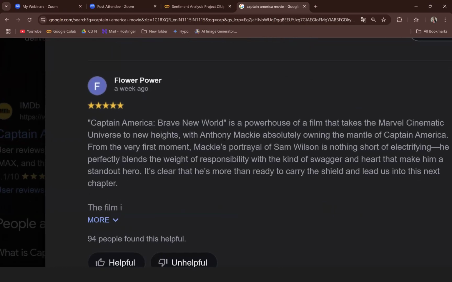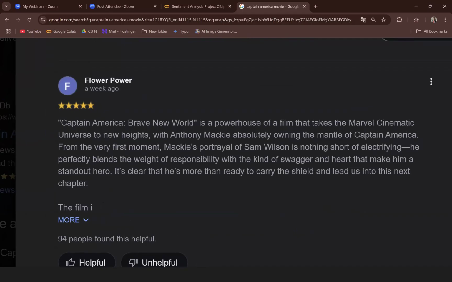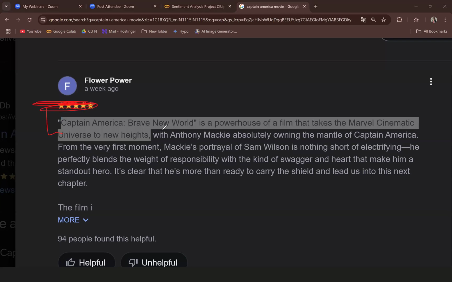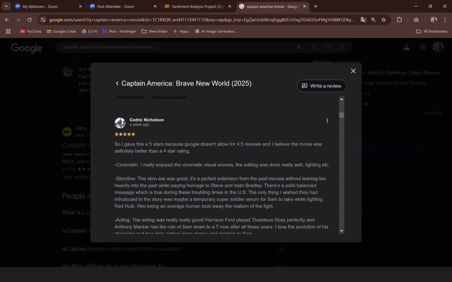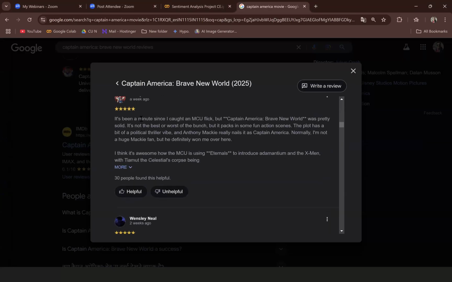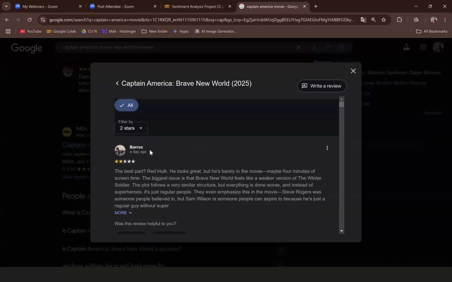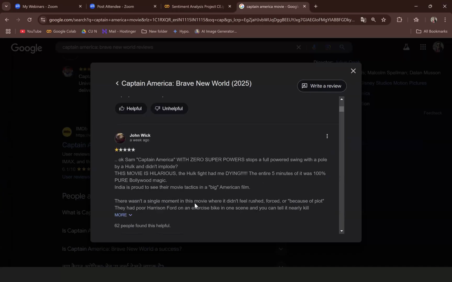Captain America Brave New World is a powerhouse of a film that takes the Marvel Cinematic Universe to a new height. In the first line only you understood. Forget the star; if you just read the first line, you will understand whether it's positive or negative. Agree, everybody? You don't have to read the entire review. And let's see some negative reviews. 1 star.